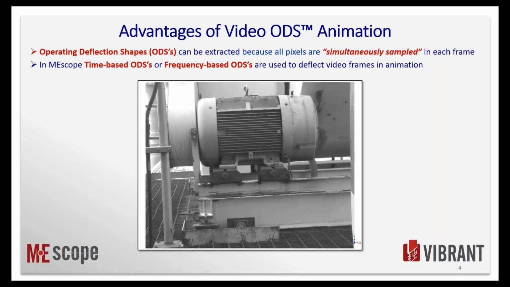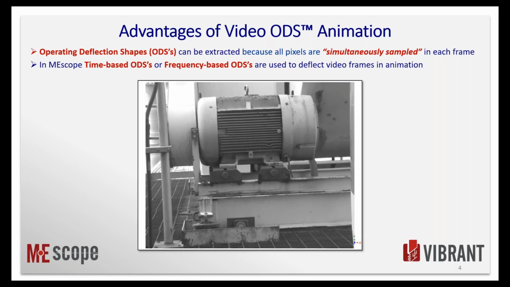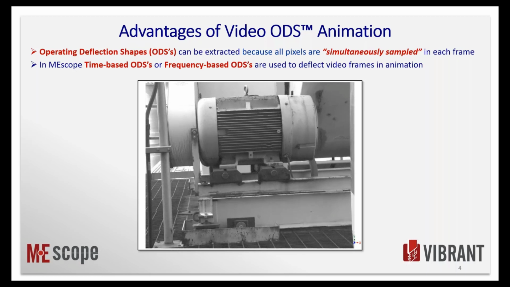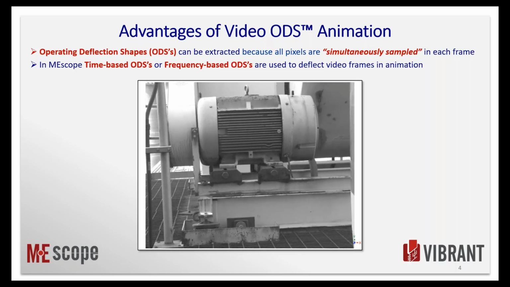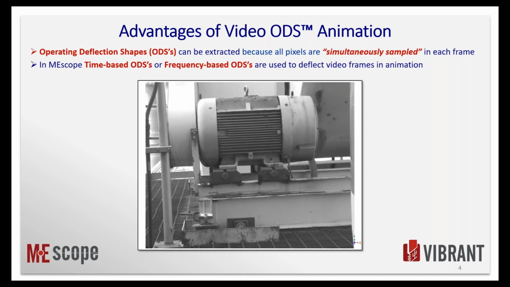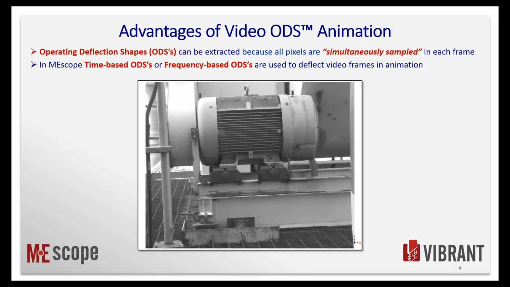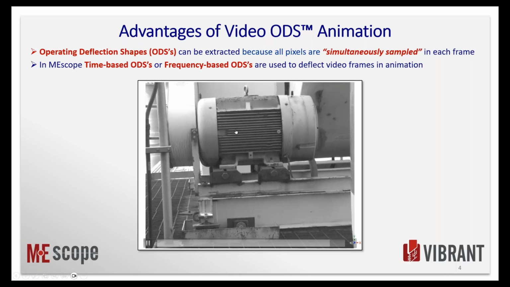But the pixels in the cell phone video are simultaneously sampled. Now, that's not exactly true because it's a raster scan, but Brian Schwartz has done some testing, some research. I think, Brian, maybe you can chime in here. The difference between the top of the screen and the bottom of the screen is maybe 4 degrees difference, which in an ODS like this, you can't tell the difference.